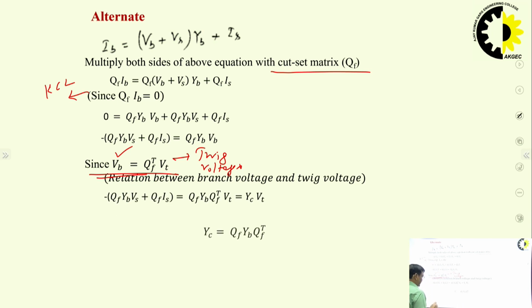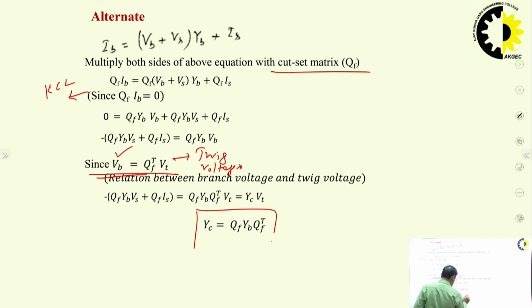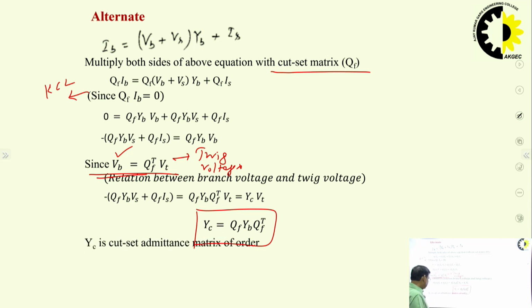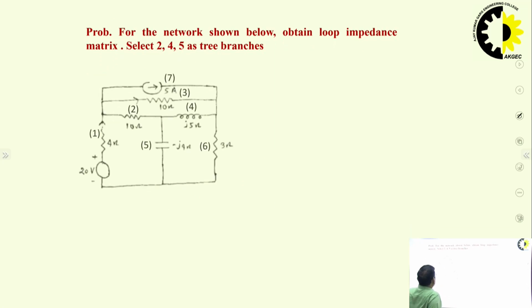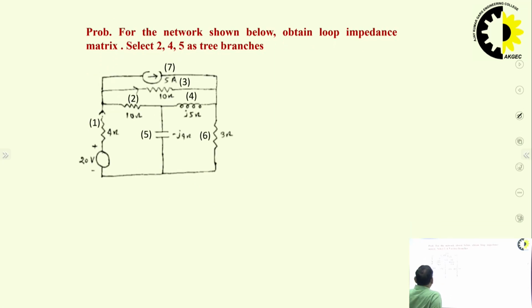So, this way we can obtain this. So, this is the cut set admittance matrix. So, to carry out the nodal analysis, we either use the A matrix or the cut set matrix. To carry out the loop analysis, we use the fundamental tie set matrix. Now, let us do some examples, very simple networks.